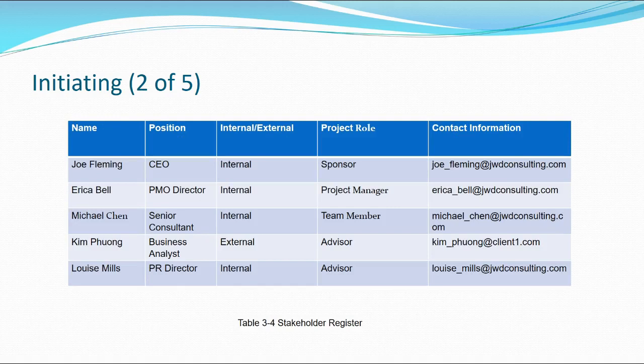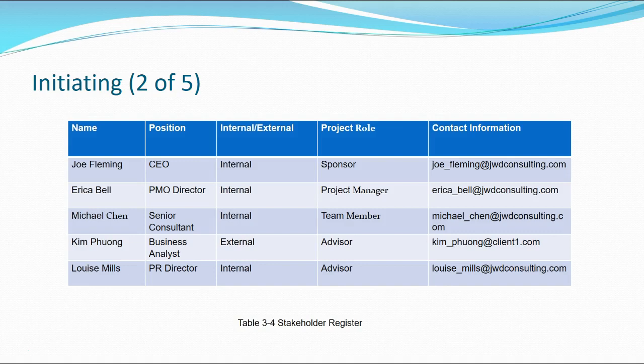So let's give you an example. This is a stakeholder register. And if you look at this register, we've got the name of the individuals who are on our team, for example. We've got what their rank is. Why is that important? Well, if Joe's our CEO and we've got somebody down at the bottom, Louise, who is a PR director, they're going to have different interests and expectations.